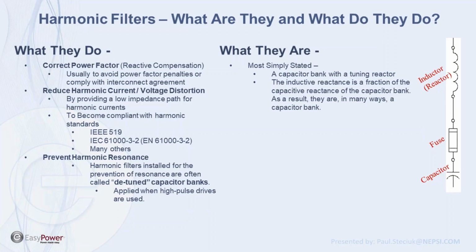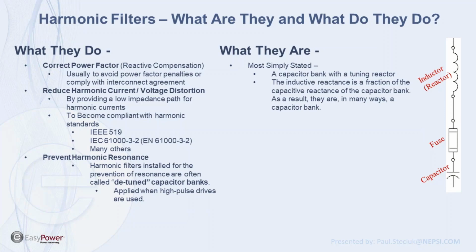Harmonic filters, what do they do? The first thing that most people do not realize is their primary purpose is correcting power factor. Oftentimes, the harmonic filter is rated to correct the system's power factor, and oftentimes that is the number one rating that is considered when coming up with a harmonic filter. So you're doing power factor correction, number one.